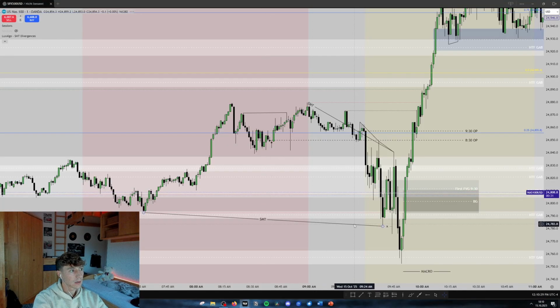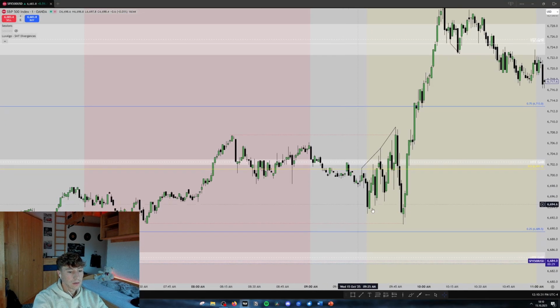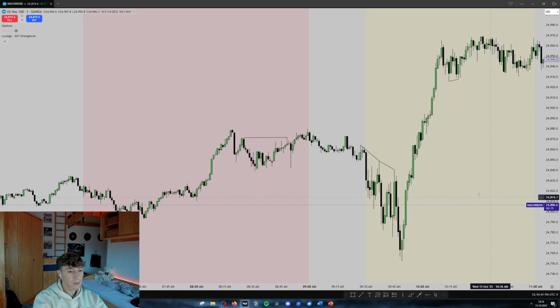So yeah, right here is S&P. We did eventually also complete the bearish SMT to the downside, because yes, it also swept later on. So now back to NQ.